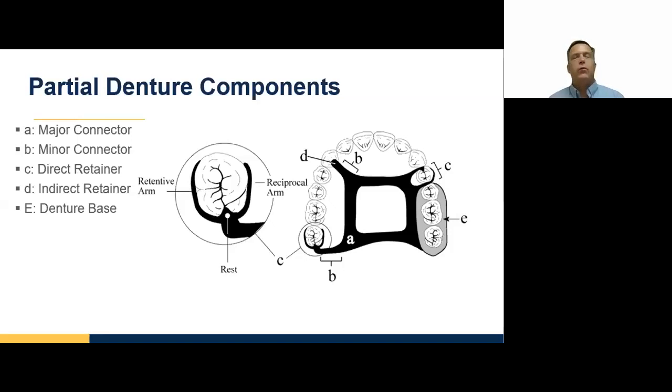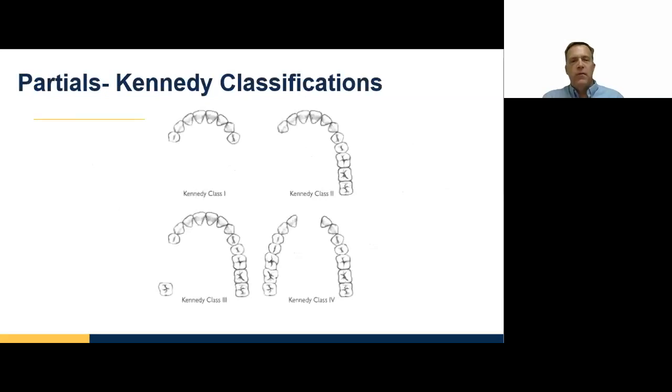And a lot of times with some creative use, our minor connectors can also be used as guide planes to help stabilize our partial. Direct retainers are clasps, the things that hold the partial in place. Indirect retainers are rests, like we'll talk about the different Kennedy classes briefly that help with stability. And then of course our denture base, that's the part our patients are interested in, that has our teeth and provides our fit to our edentulous regions.